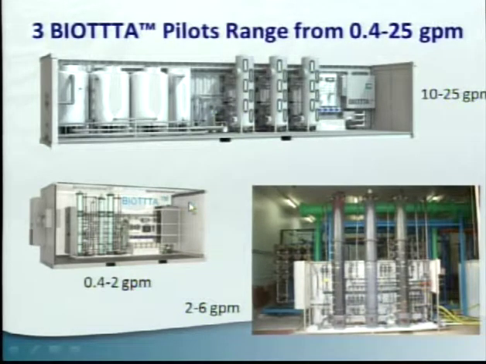Our more recent BIOTTTA systems are a little bit smaller and don't include the disinfection step. This one's a half a GPM to 2, and then this one right here, that's 2 to 6 GPM. And all of these systems are designed to be operated like a full-scale system. They're fully operated. The controls are set, connected to the inline analyzers to feed the acetic acid based on algorithm and the concentration of contaminants coming in and the concentration of contaminants coming out. So these are fully operated.